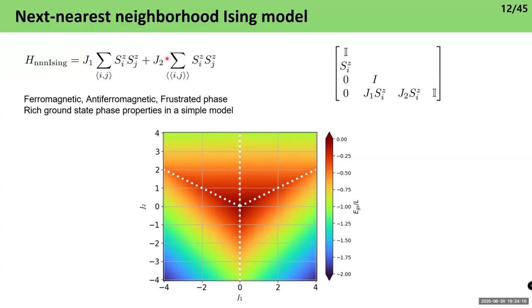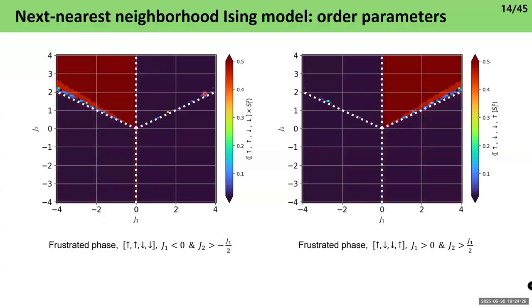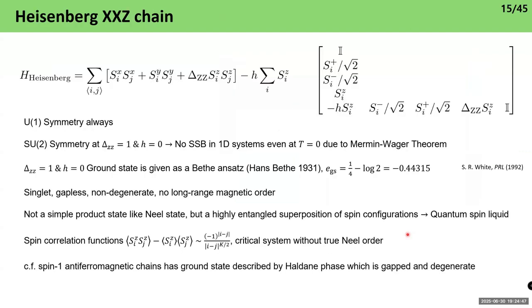But if there's a J2 term, then J1 and J2 will have to fight each other, and J1 wins if J2 is smaller than half of J1. That's the conclusion of our DMRG algorithm. If J2 wins, then it becomes a frustrated phase where the spins go up, up, down, down, or up, down, down, up. So as we can see, our DMRG algorithm can capture these different phases with minimal computational cost. Actually, this is a pretty much trivial model, so we move on to more complex ones.